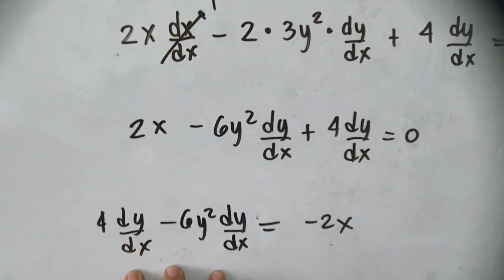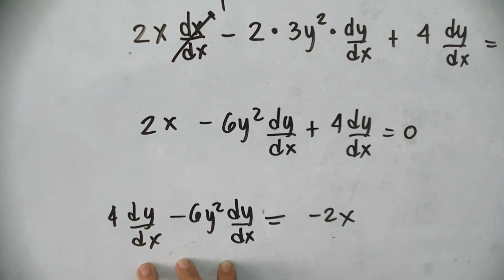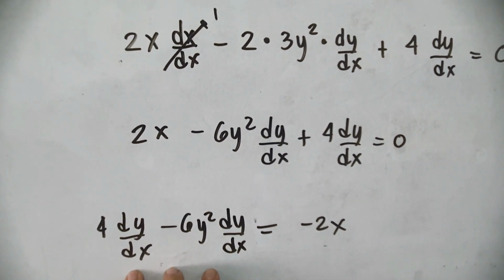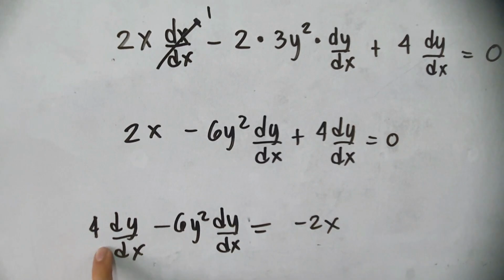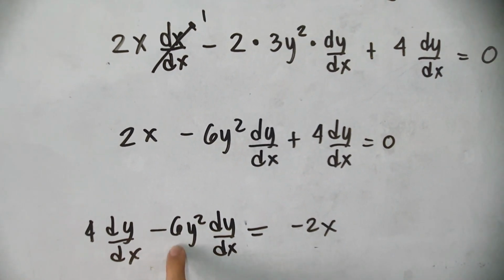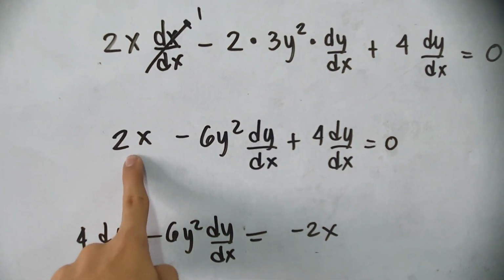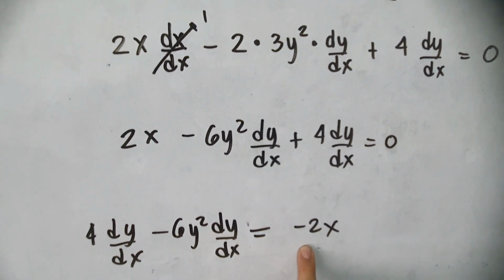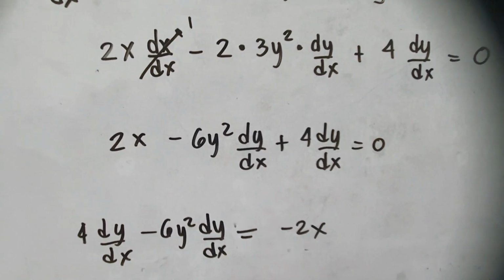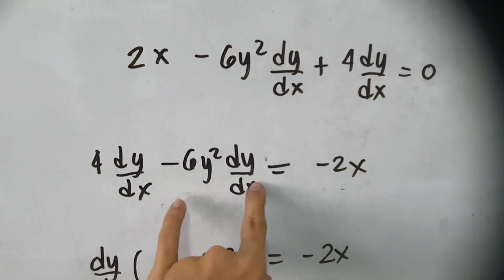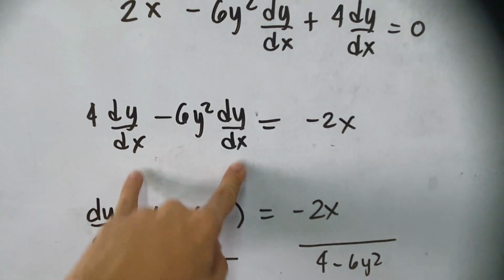So arranging, I have this one. So I have arranged this one so that I have a positive value. So I wrote 4 dy over dx first, minus 6y squared dy over dx is equals to, transposing this one, 2x, that will become negative 2x. So I'm done with step number 2. Let's proceed with step number 3, factor out dy over dx. So this 2 equation has dy over dx. I'm going to factor that one out.